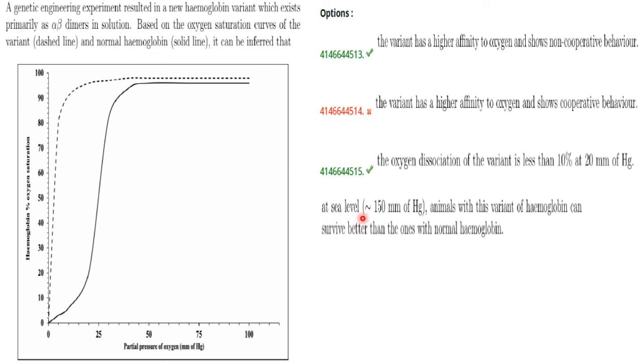Then the fourth option. At sea level, approximately 150 mm of Hg, animals with this variant of hemoglobin can survive better than the ones with normal hemoglobin. Because this variant has higher affinity for oxygen, it will not be released very easily. So these animals will not survive better with the variant hemoglobin than with the normal hemoglobin. So option 4 is also not correct. So the answers are options 1 and 3.